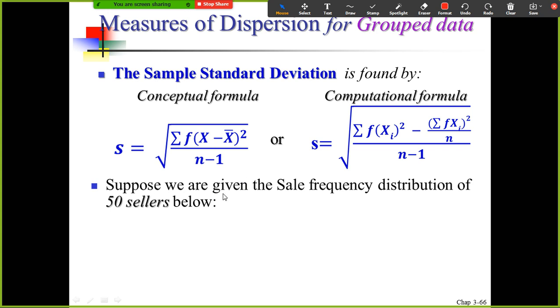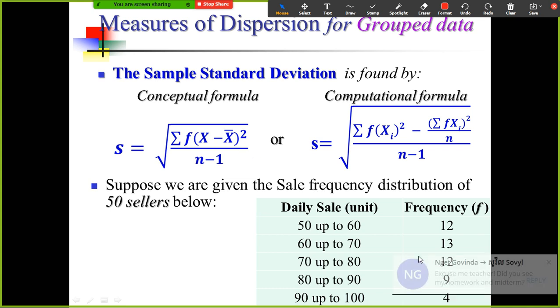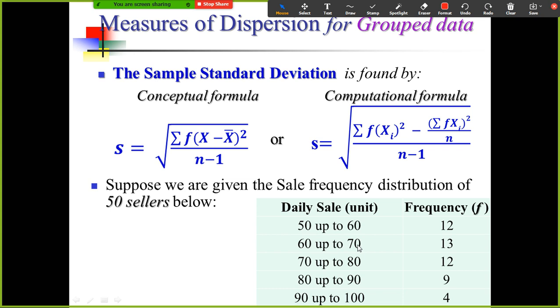Suppose that we are given a sales frequency distribution of 50 sellers below. So there are 50 sellers that sell products into the market, to the customers or buyers. Every seller has a different ability to sell. From the data that we are given, we can classify this data into a frequency distribution like this one. So the frequency here represents the sellers.